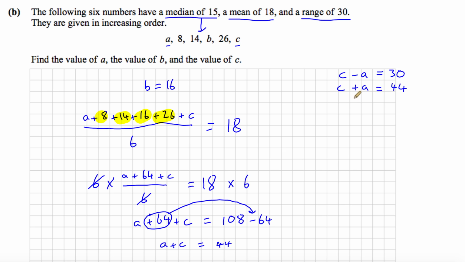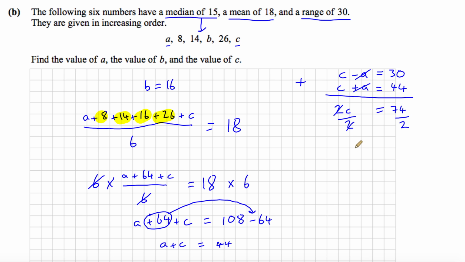So now we have two equations with the same two unknowns. We can solve this simultaneously. So what I'm going to do here is try and eliminate the A's. I've got minus A and a positive A, so if I add these two, they're going to give me 0. So I'm going to add everything now. C plus C is 2C. Minus A plus positive A, that just gives me 0, so they cancel. And then 30 and 44 gives me 74. So 2C is 74. I can now divide both sides by 2.